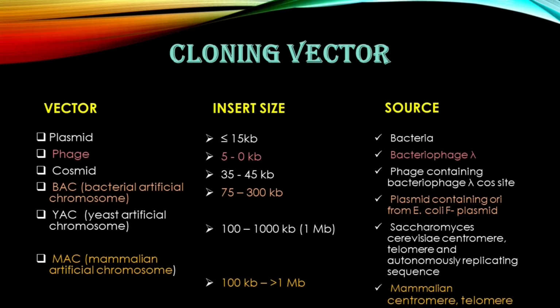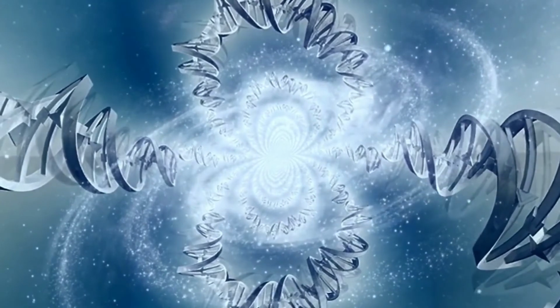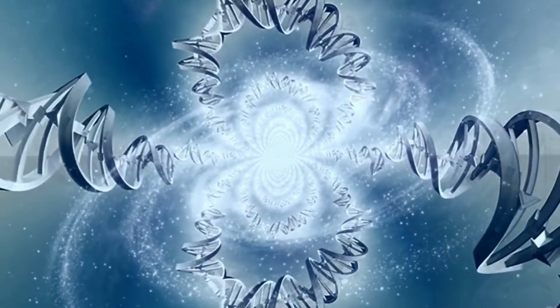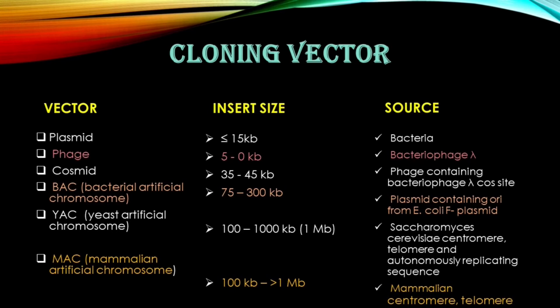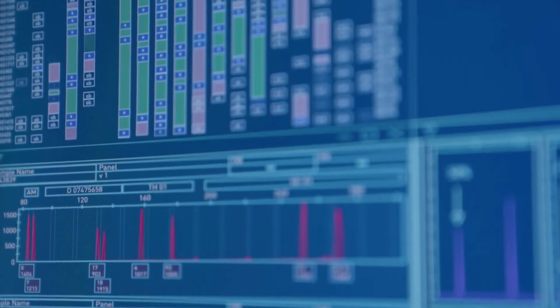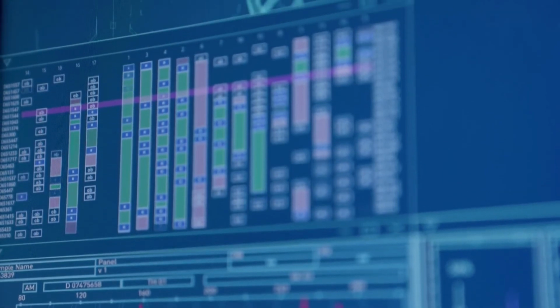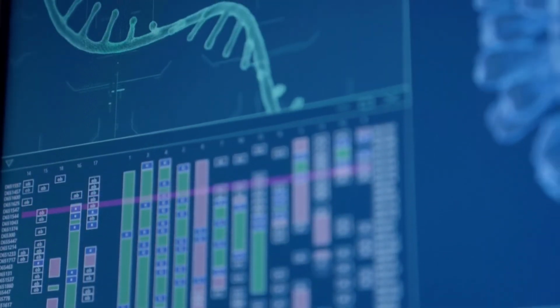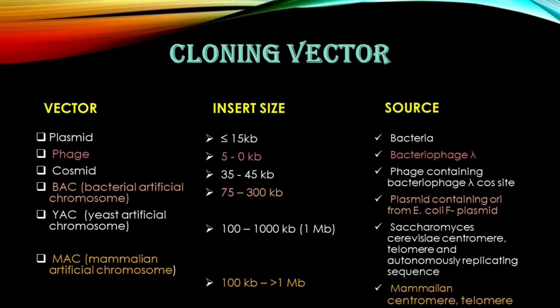And BAC, that is the bacterial artificial chromosome, its insert size is 75 to 300 kilobase pairs, and it is derived from a plasmid containing ORI from the Escherichia coli F plasmid, and it is used in the analysis of large genomes. And what is YAC? It is the yeast artificial chromosome. Its insert size is 100 to 1000 kilobase pairs, that is 1 megabase pair, and it is derived from Saccharomyces cerevisiae, centromere, telomere, and autonomously replicating sequence, and it is used in the analysis of large genomes.